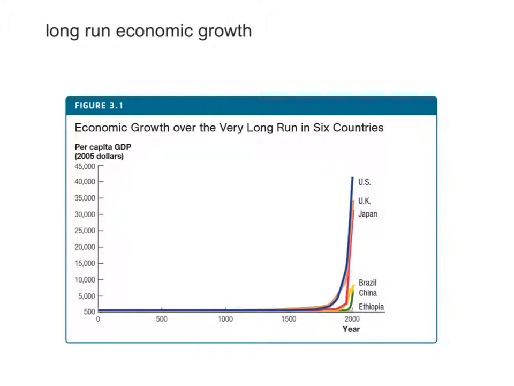In this chapter, we will talk about long-run economic growth for the first time, and we'll focus on some facts. If you see the graph here, it shows economic growth over the very long run for 6 countries. And adjusting for inflation, we see that the United States and the United Kingdom took off in terms of economic growth sometime around 1800. Of course, that's the period of the Industrial Revolution.